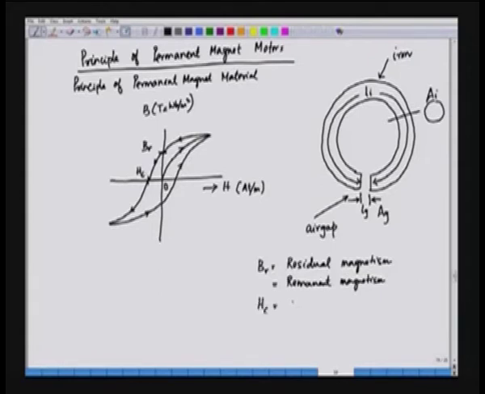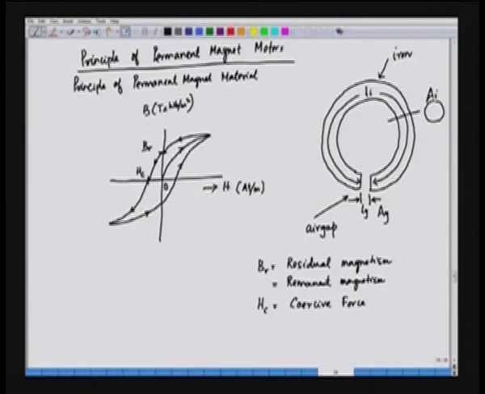SC stands for the coercive force. So, we have BR, the residual flux or residual magnetism, and SC, the coercive force. These are the two important quantities of a magnetic material.